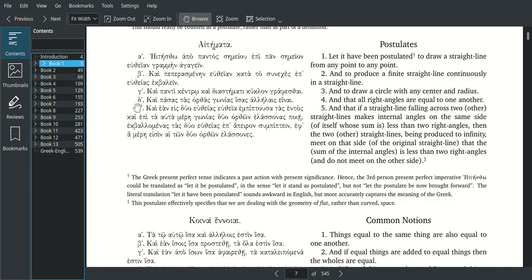There's a detail here that I neglected to mention. It occurred to me while I was out working a little bit. Here, if a straight line falling across two straight lines makes internal angles on the same side less than two right angles, then the two other straight lines being produced to infinity meet at that side. Okay, so this is the Greek. This is what Euclid actually wrote.